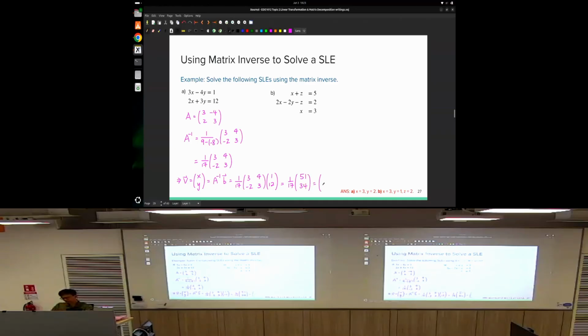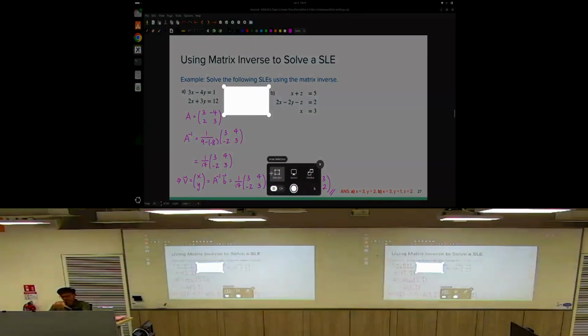You notice that if you take 1 over 17 times the two elements here, you're going to get 3 and 2 respectively. So there is your solution: x equals 3, y equals 2. That's for part A. So instead of doing row operations, you can find the inverse, if it exists, and then you can straight away do your matrix multiplication to obtain the unknown. So let's look at part B.